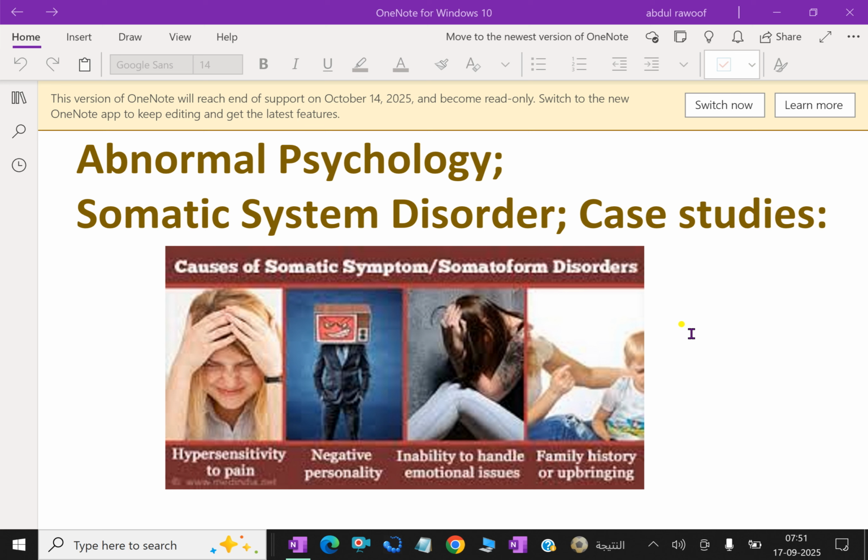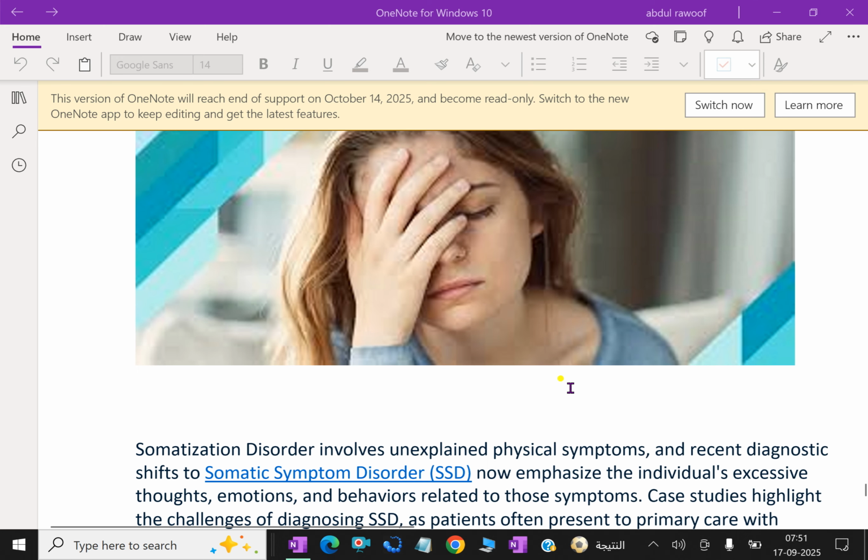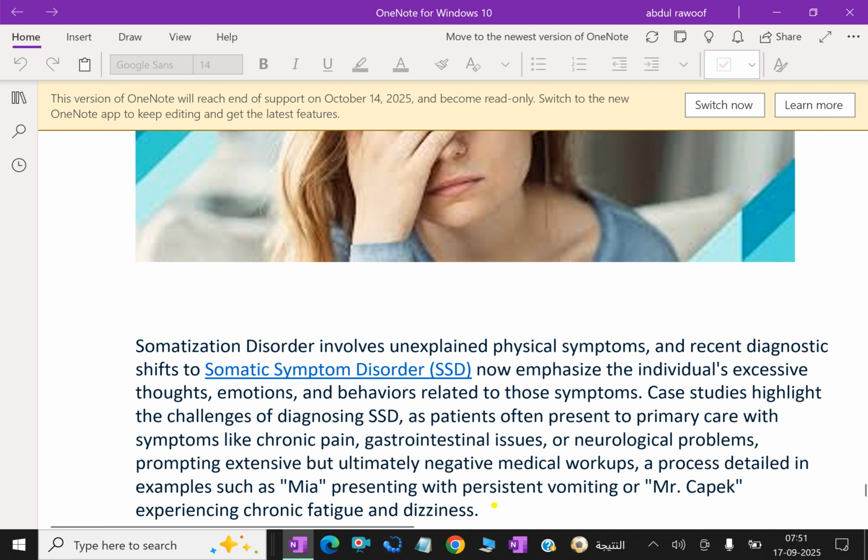Now we'll discuss further detail about somatic symptom disorder. Somatization disorder involves unexplained physical symptoms, and the recent diagnostic shift to somatic symptom disorder (SSD) now emphasizes the individual's excessive thoughts, emotions, and behaviors related to those symptoms.